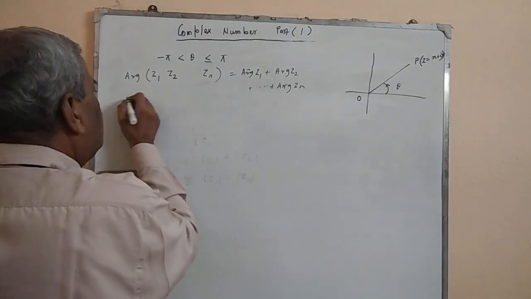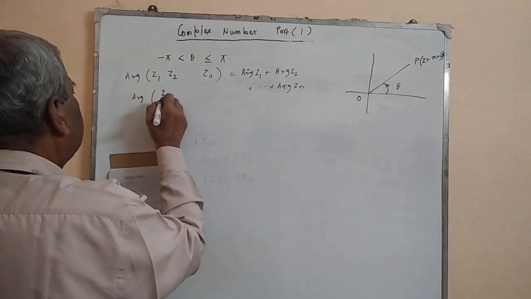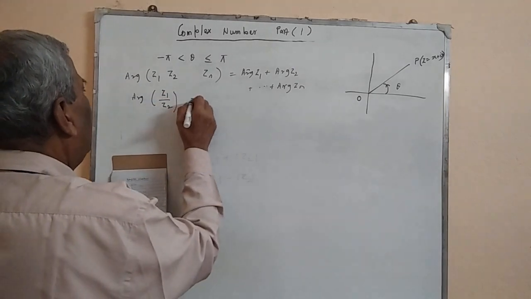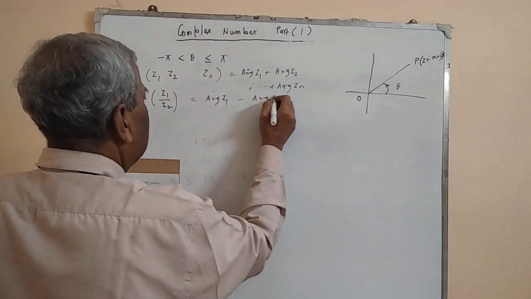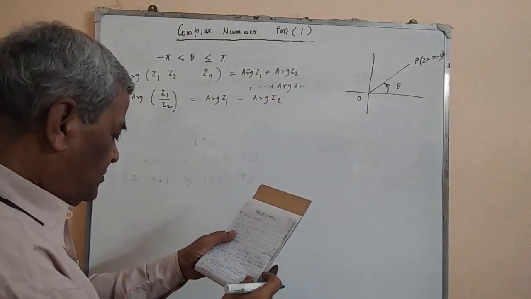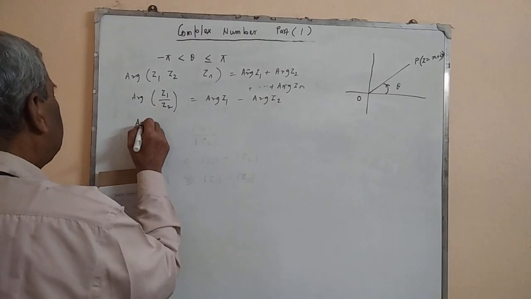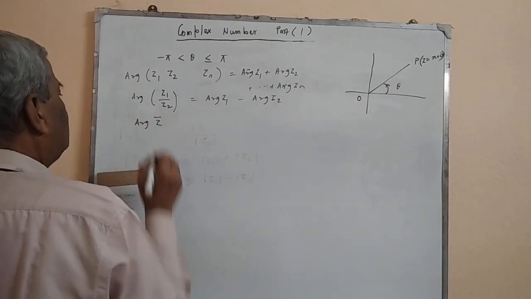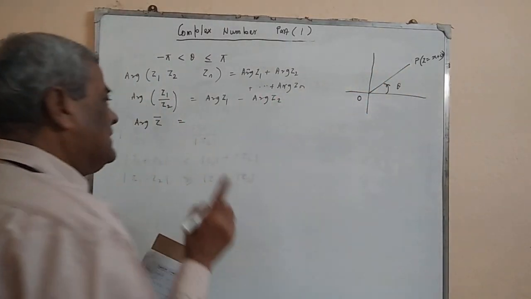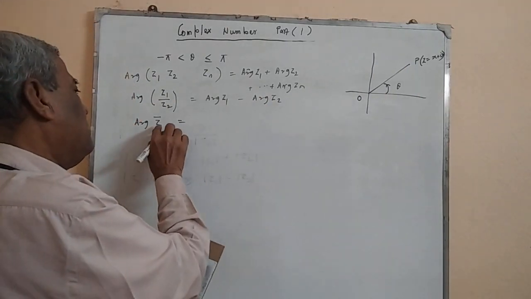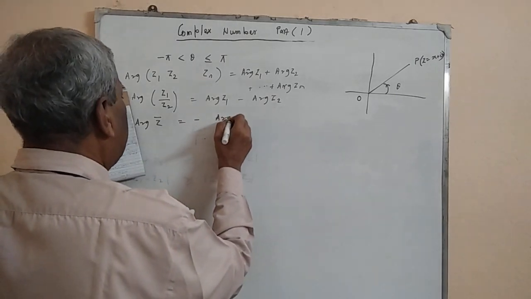Next, argument of Z1 by Z2 is argument of Z1, the numerator, minus argument of Z2. Argument of Z bar: Z is any complex number, Z bar its conjugate, then argument of Z bar will always be equal to minus of argument of Z.